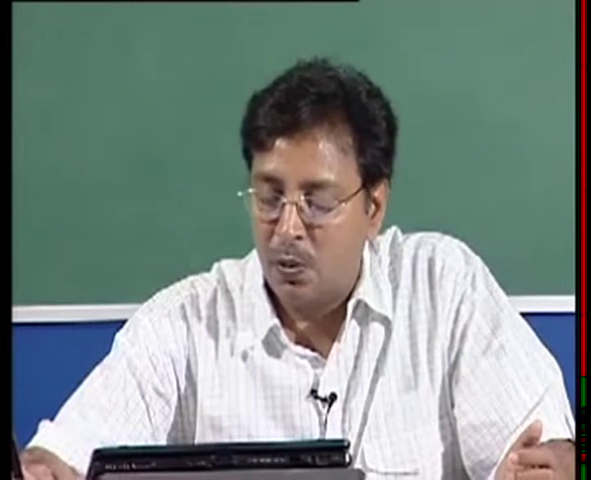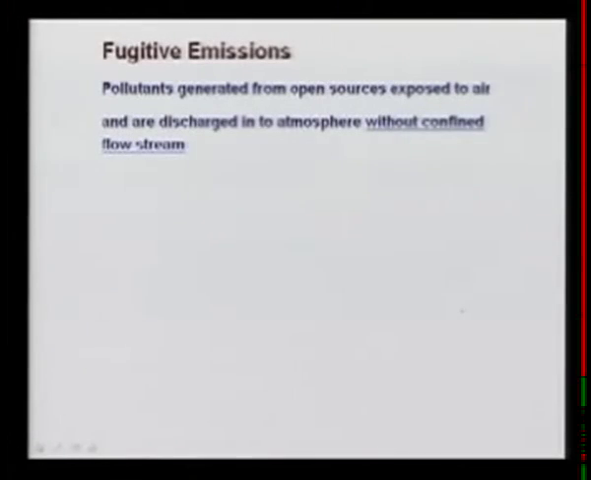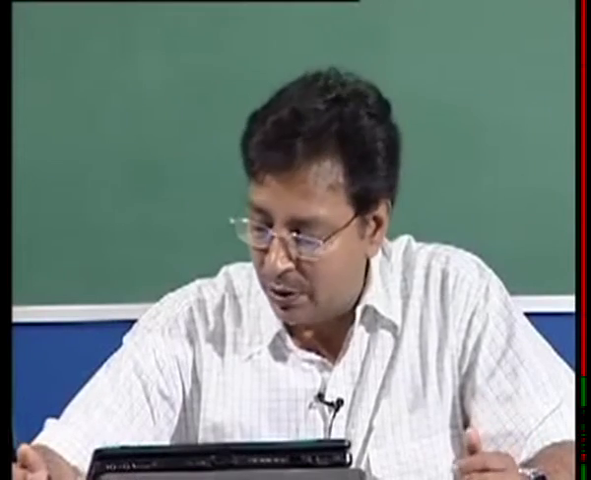And again, I'll quickly give you the definition: a pollutant generated from open sources exposed to air and discharged into the atmosphere without a confined flow stream. What we mean by confined flow stream is that they are not from the chimney, they are not from a duct, they are more like an open thing.